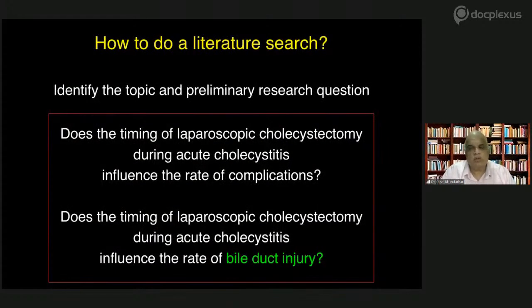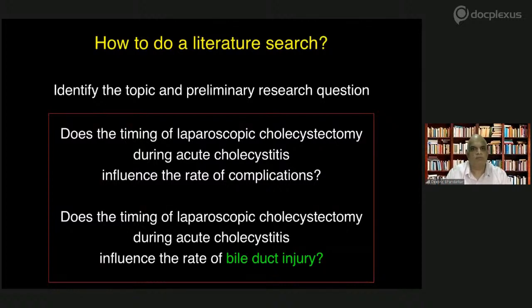So how does one do a literature search? Now let's get down to the nitty-gritty of it. First, identify the topic and the preliminary research question. This is a hypothetical question, and we will work with it to see how one does a literature search based on this topic. The question we are posing for ourselves is, does the timing of laparoscopic cholecystectomy during acute cholecystitis influence the rate of complications? Now, that first topic may be too broad to form a sensible topic for a paper.